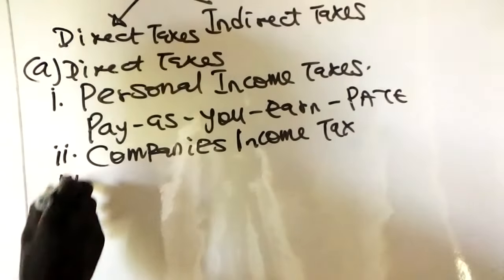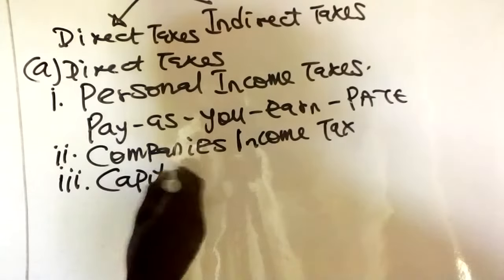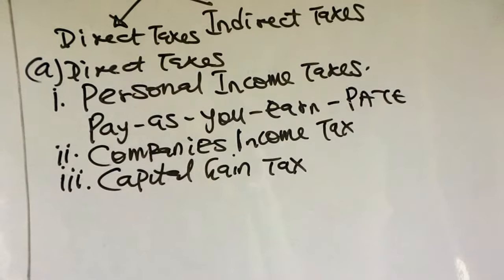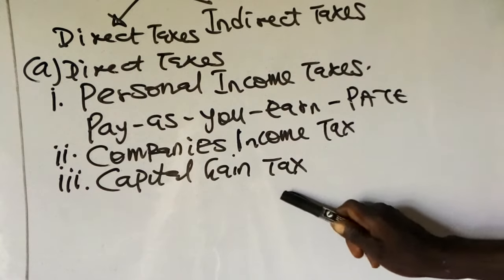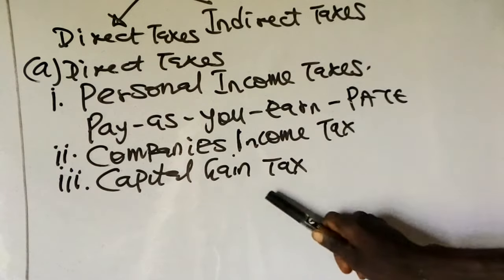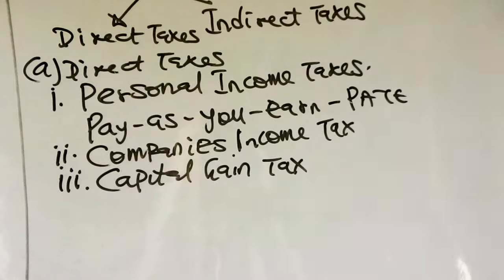The third example of direct tax I'm going to examine is capital gain tax. Capital gain tax is a tax levied on the appreciated value of an asset on disposal.